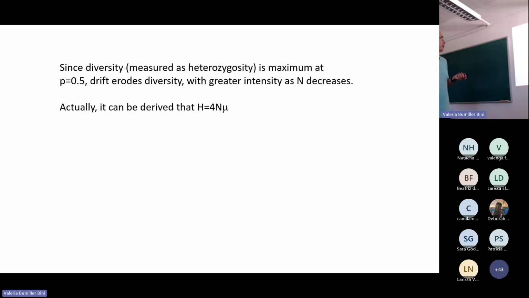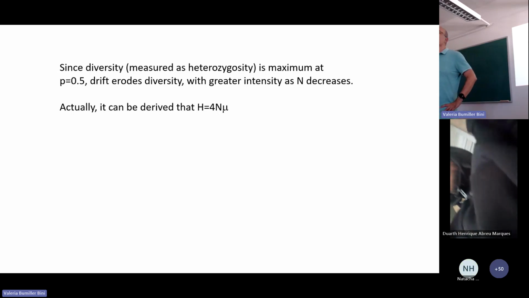And in the last class today, we will see, maybe not exactly prove, but at least see where this equation comes from. That heterozygosity at a nucleotide level is 4 times N times mu, where mu is the mutation rate. So the higher the population size, the higher heterozygosity will be, in a very direct, very linear manner.